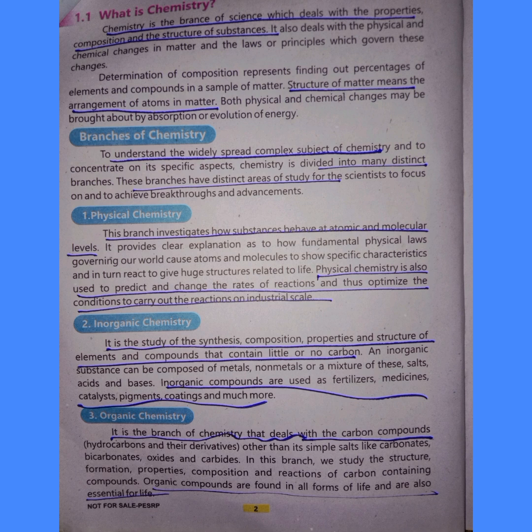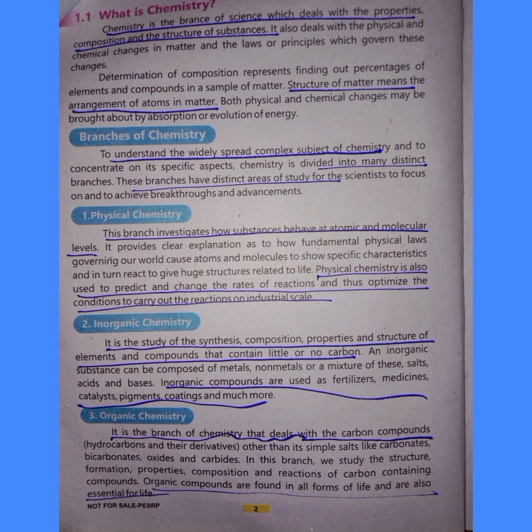Second branch is inorganic chemistry. It is the study of synthesis, composition, properties and structure of elements and compounds that contain little or no carbon. An inorganic substance can be composed of metal, non-metal, or a mixture of these, salts, acids, and bases. Inorganic compounds are used as fertilizers, medicines, catalysts, pigments, coatings, and much more.